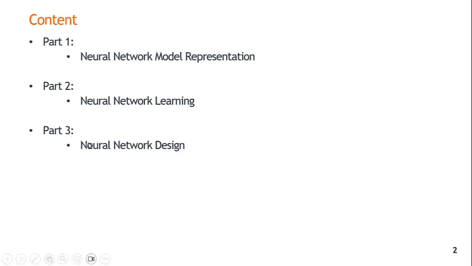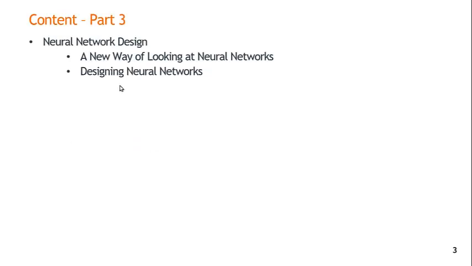In part 3 we'll talk about neural network design. In other words, how to arrange your neural network in order to accomplish the task you want it to do, whether it be regression or classification. So the discussion of neural network design will be divided into two parts: a new way of looking at neural networks, and then that will set the stage for our discussion of designing neural networks. So let's continue.